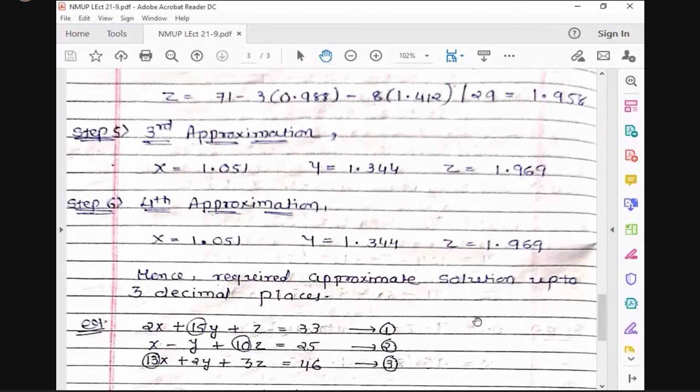Just note down this example and tell me you got the values of x, y, and z after how many iterations. Then I will share my answer with you, so you can cross-check your answer.